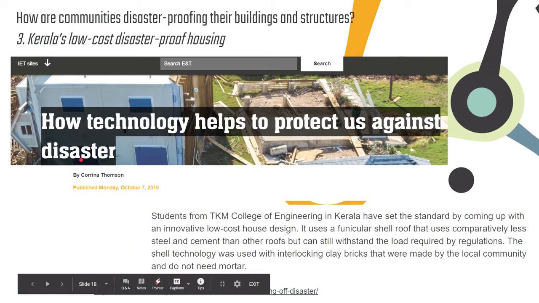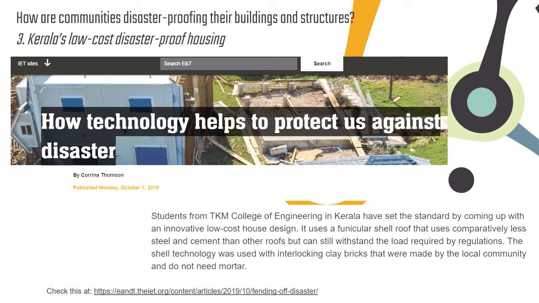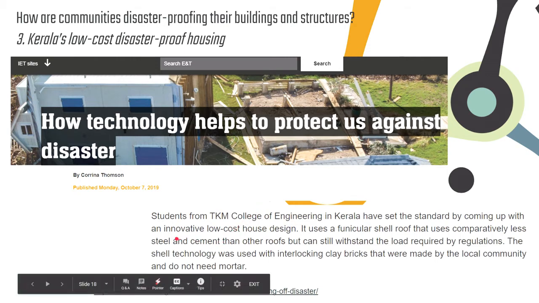Next would be Kerala's low-cost disaster-proof housing. This one is actually a project from the TKM College of Engineering. TKM stands for, I hope I'm pronouncing it right, Thangal Kunju Musaliar College of Engineering. They looked into how technology could protect them against disaster. The students there came up with designs for an innovative low-cost house. They use less cement, but it can withstand the load required by regulations.